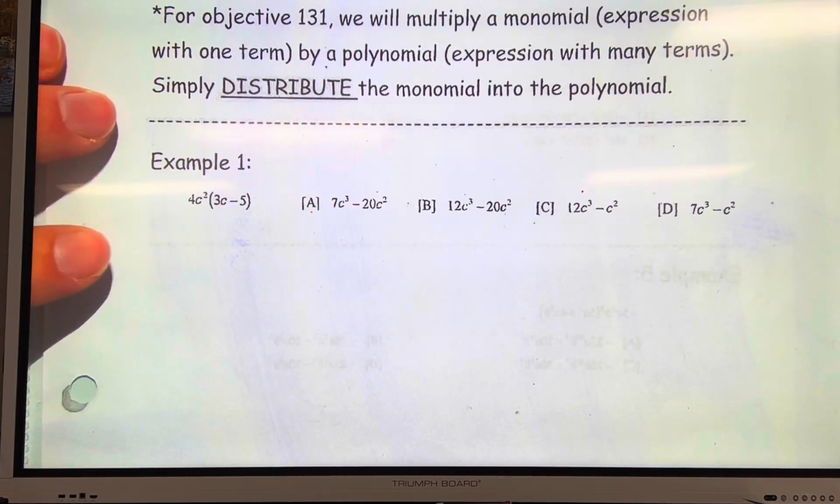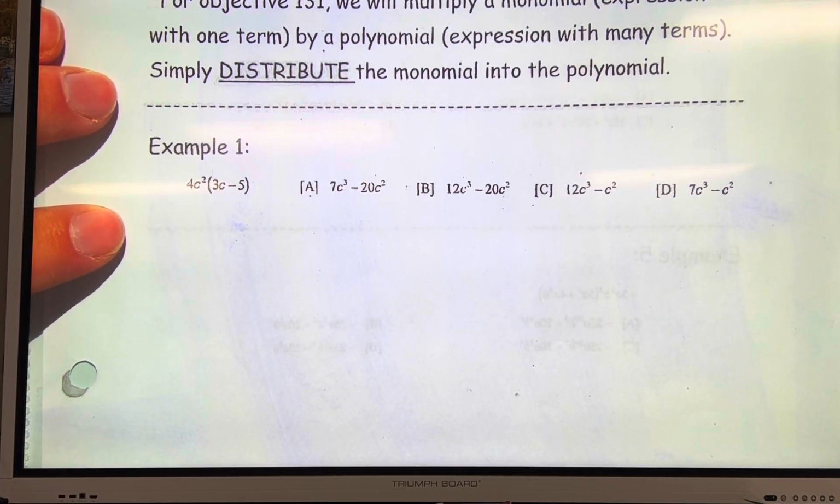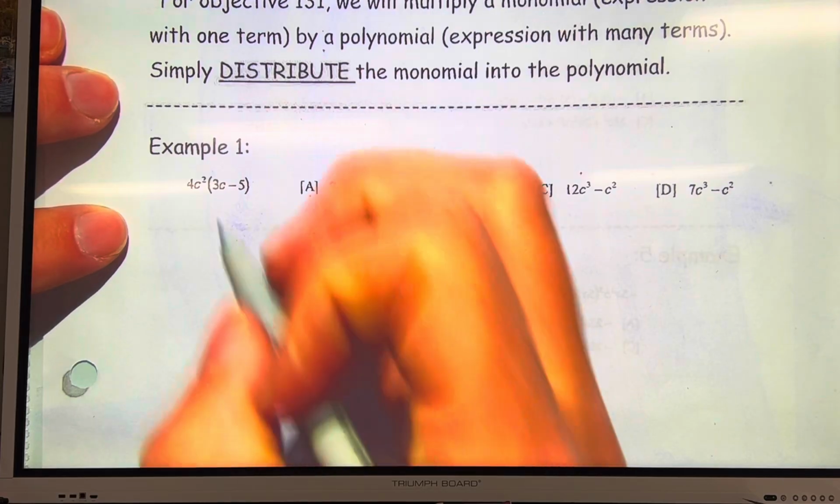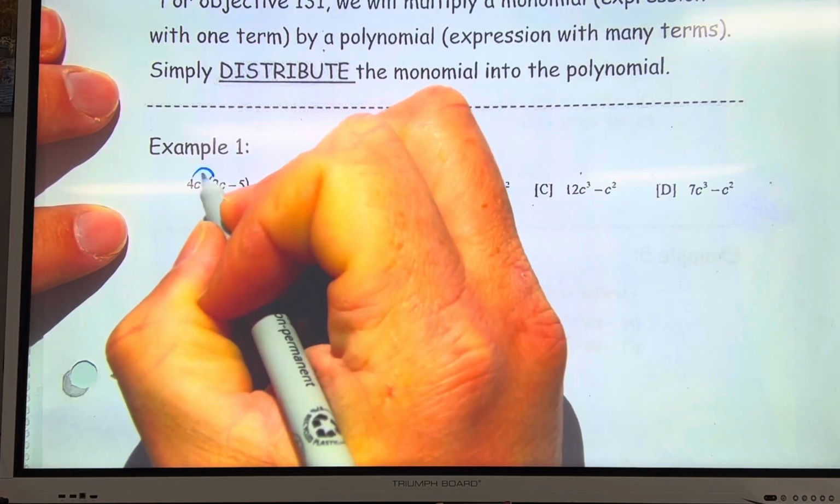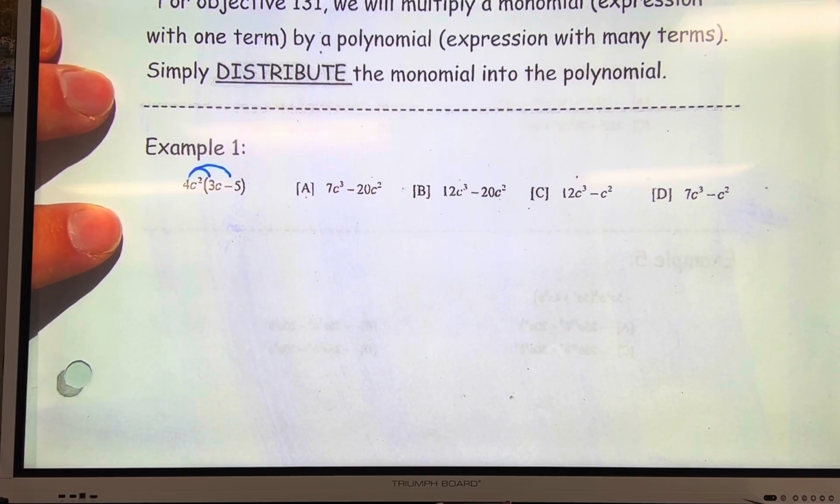So here, my example, I've got 4c squared times 3c minus 5. So I've got 4c squared, and we're just distributing just like we normally do. We just normally distribute. You guys know how to do this.